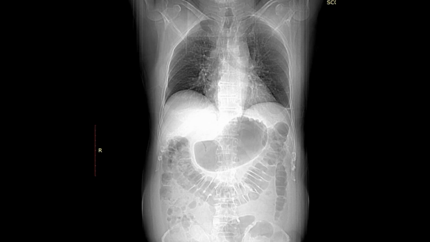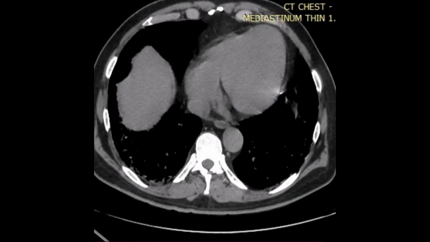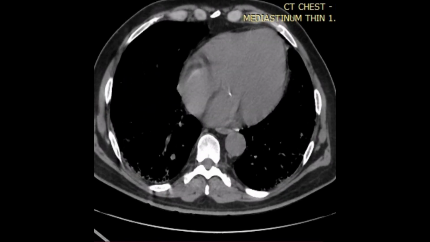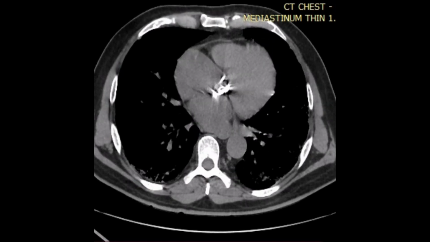You can see the topo and plain axial study of the chest in mediastinal and lung windows. He is a 65-year-old man with a history of progressive dyspnea for the past few weeks. You can go through the video.